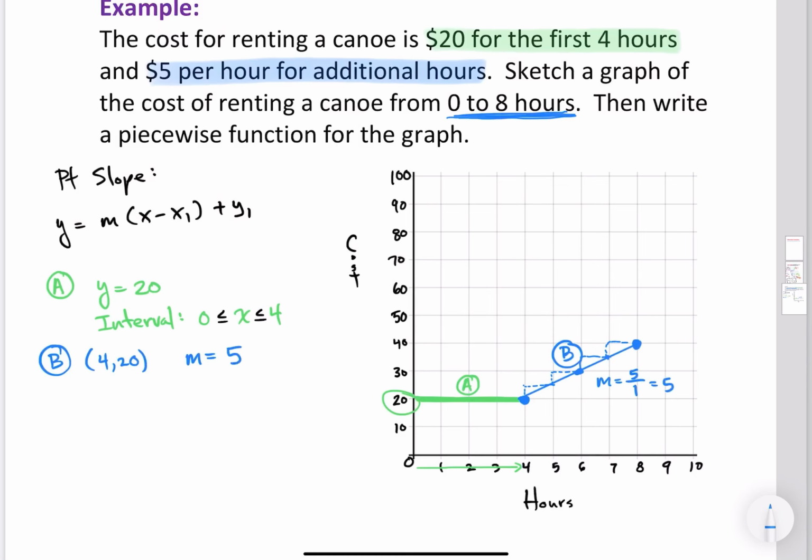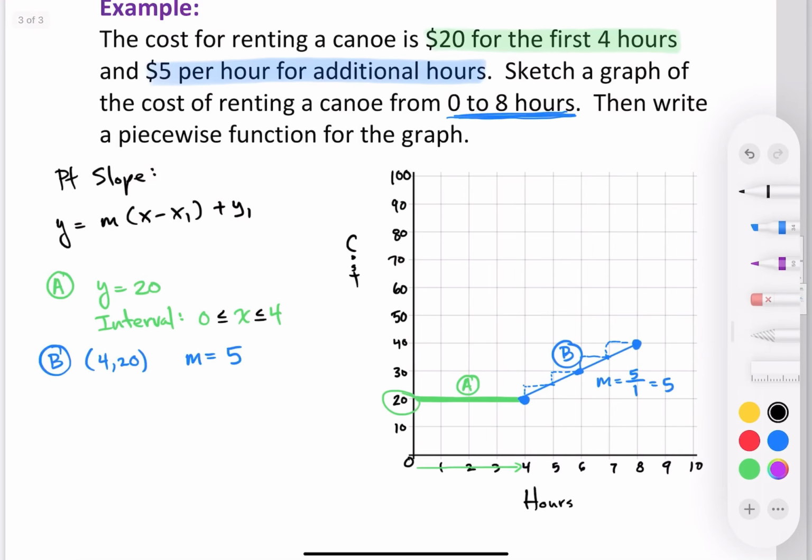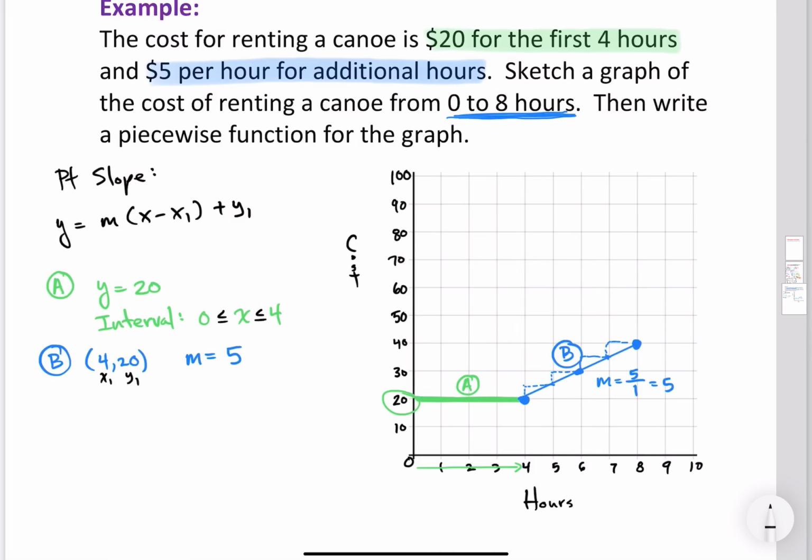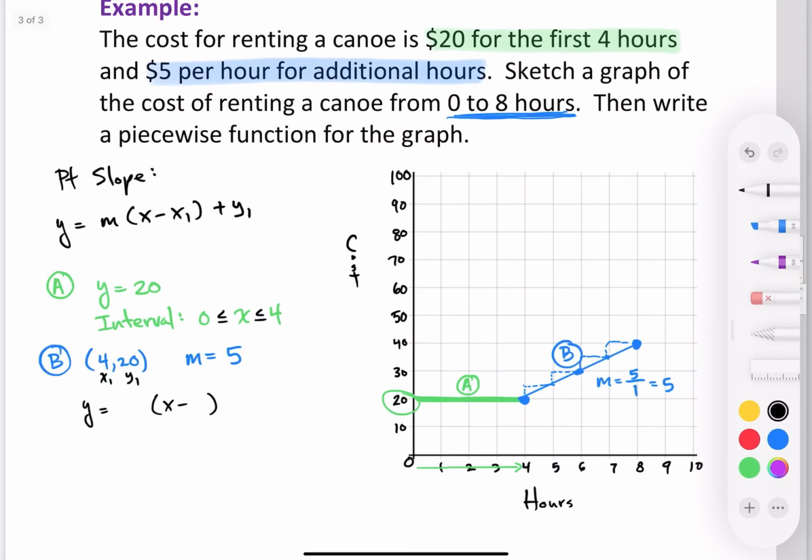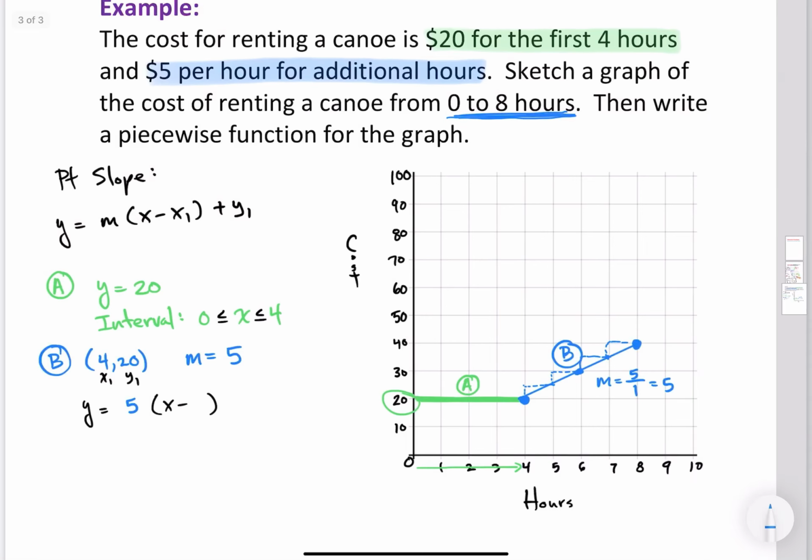Okay, so if we take a look, we now have our x1 and our y1 from the beginning point at 4, 20. And then all we got to do is substitute it into that format. y is equal to m times x minus x1 plus y1. So our m value, again, we said is 5. That's our slope. And our x1 is 4. And our y1 is 20. Now, that's basically our equation.